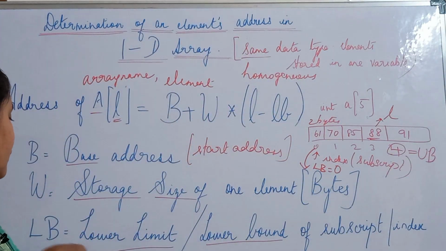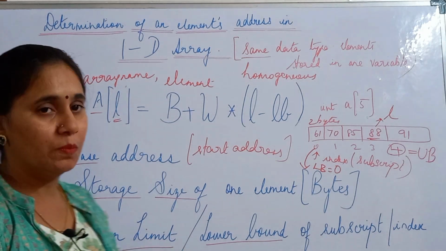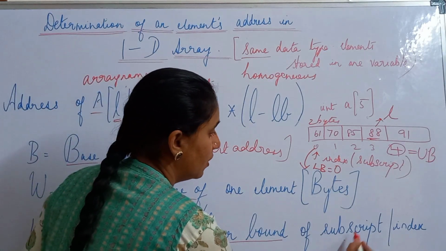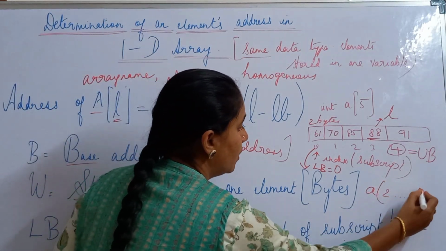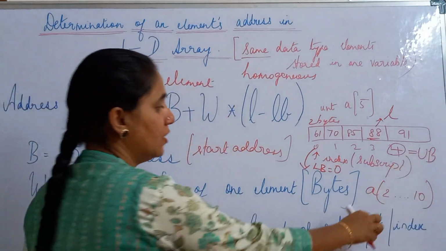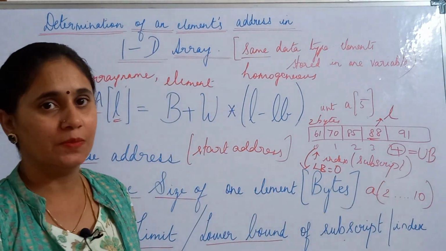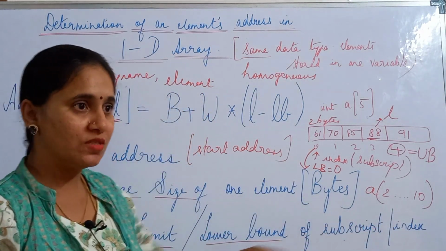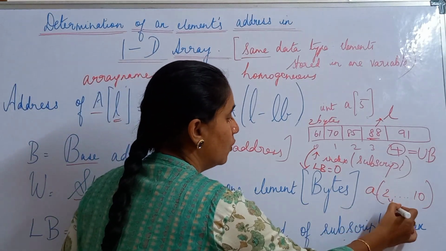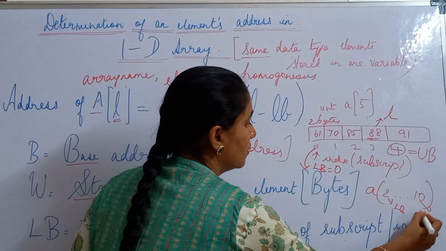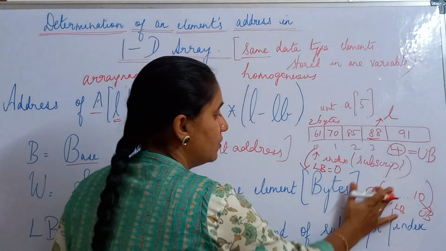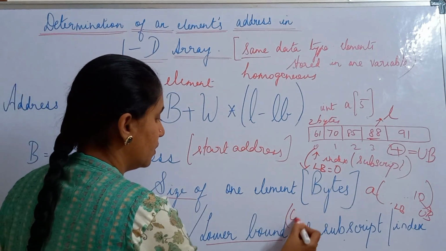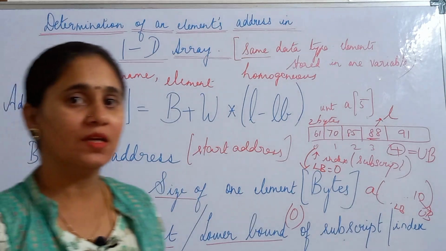In this question we are going to use LB, that is the lower bound. Suppose they did not give this value, for example they may mention A of 2 up to 10. The meaning is that from index value 2 we start storing the elements, up to the maximum index value of 10. If they have given it like this in the question, you should take this as the lower bound and this as the upper bound. If they did not give this value, by default you must take it as 0.